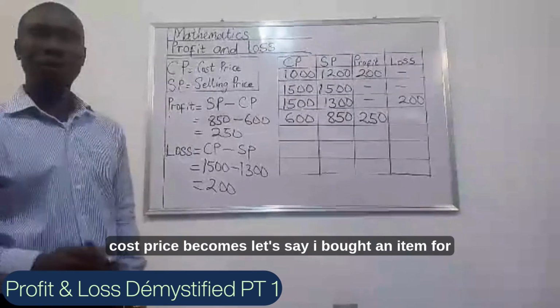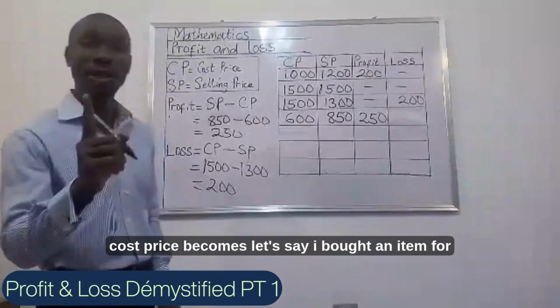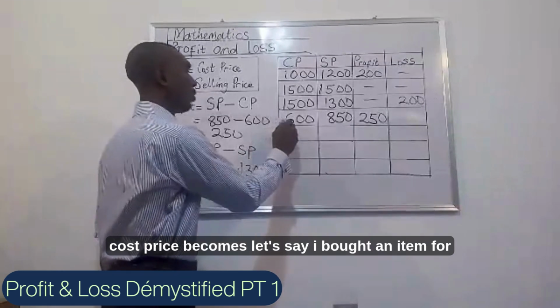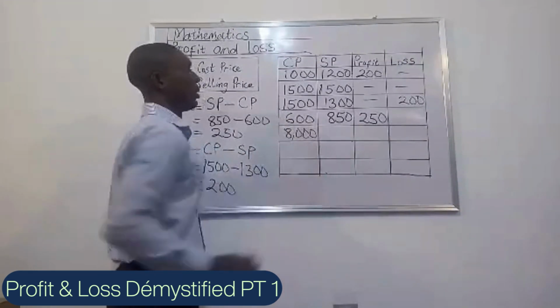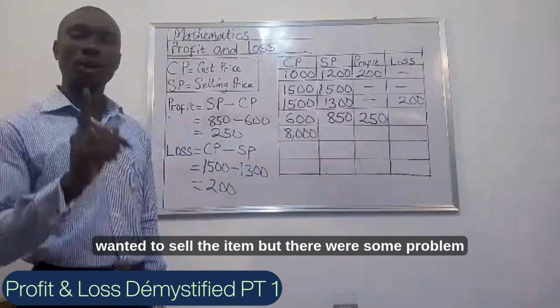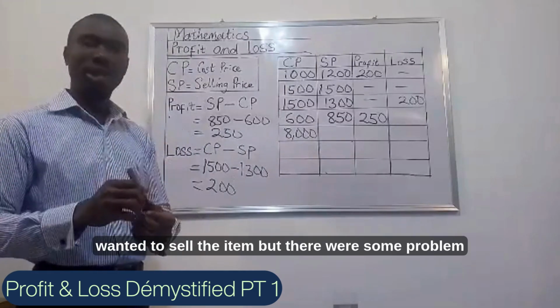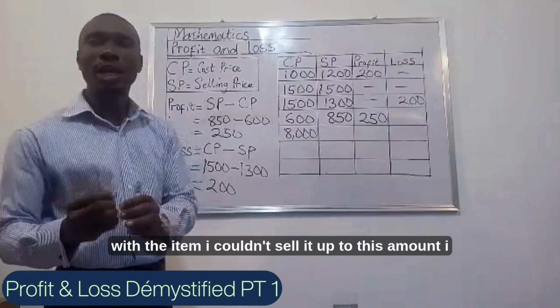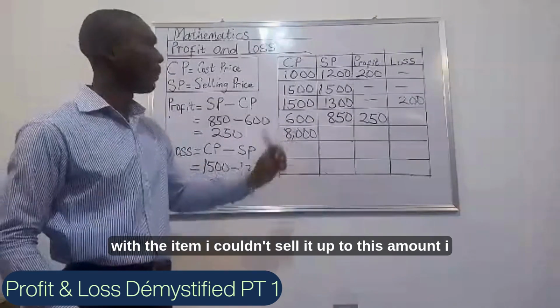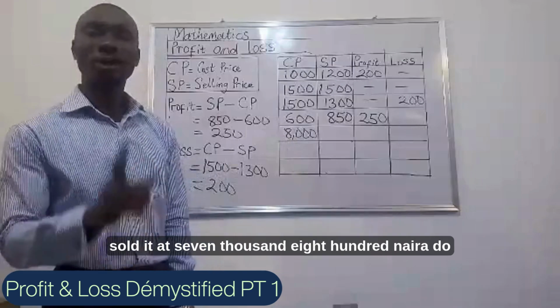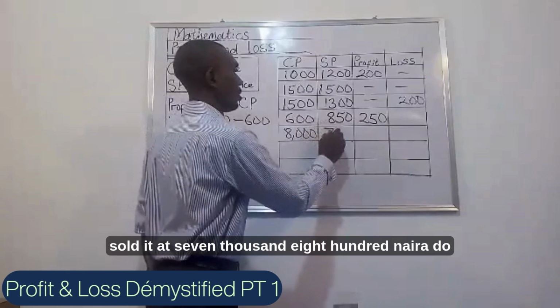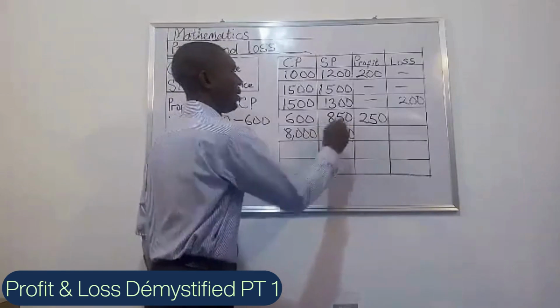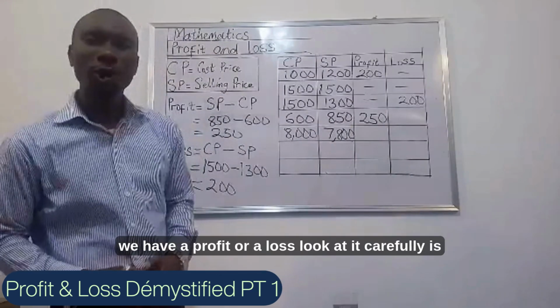Suppose my cost price becomes, let's say I bought an item for 8,000 naira. I wanted to sell the item, but there were some problems with the item. I couldn't sell it up to this amount. I sold it at 7,800 naira. Do we have a profit or a loss?